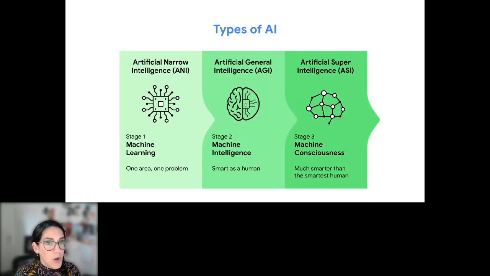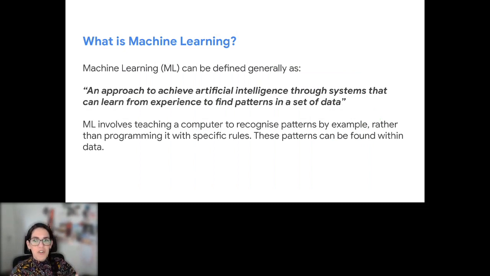So now let's go to machine learning. Machine learning is a branch of artificial intelligence, a branch of computer science, and, like it says here, it is an approach to achieve artificial intelligence through systems that can learn from experience to find patterns in a set of data. So you have a bunch of data and you want to find patterns in that data in order to learn and to make a prediction, or maybe you want to classify something. So that is machine learning.